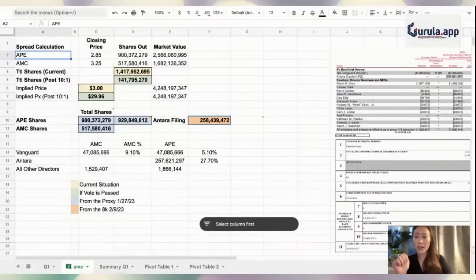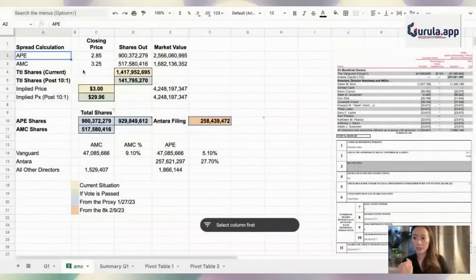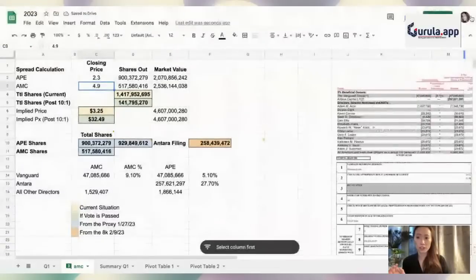So AMC closed at $4.90. So we'll type $4.90 in here. And okay, let me just set it up. Sorry, guys, I had a phone call right before I was supposed to do this. And then $2.30 is what we closed out APE at. Okay, so let's go through how to set up this spreadsheet.